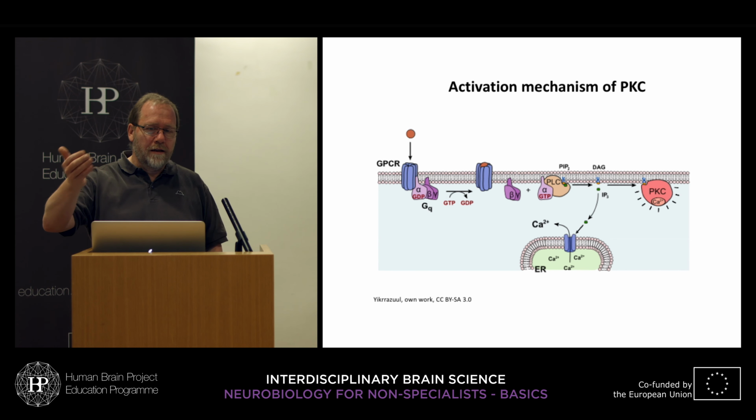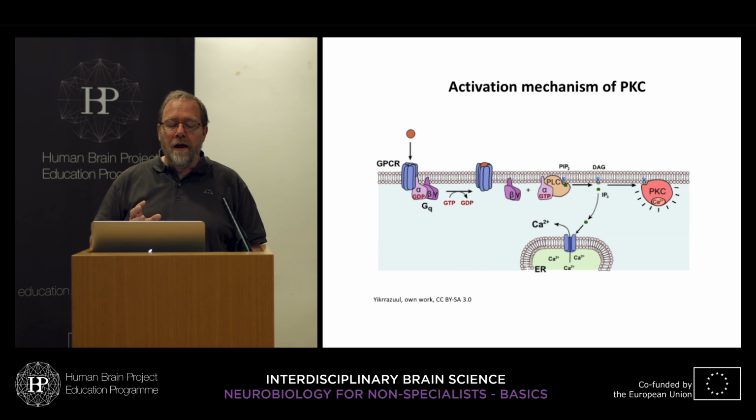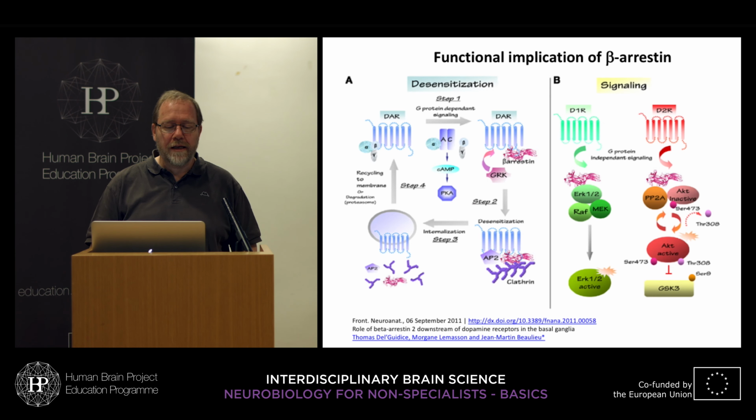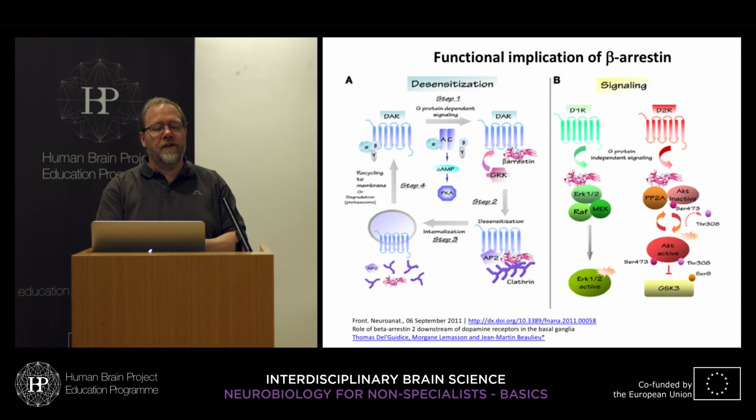If you have classical transmitters activating G protein coupled receptors, you might remove them from the synaptic cleft by reuptake. In some cases, though, the signaling lasts too long for the cell. In this case, another important molecule which can interact with the G protein coupled receptor comes into play, and this is called beta-arrestin. It's more or less a molecule which can interact with G protein coupled receptors once they are activated.